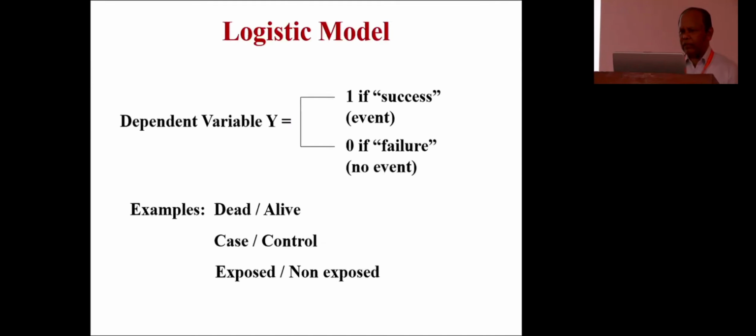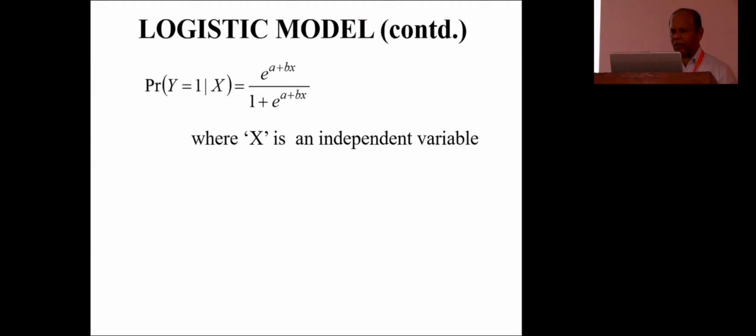The software is very sophisticated now. You can say this is my outcome, and it will model automatically. But I would say, just code it as 0 or 1 and do the analysis. This is called a logit model. The pharmacologists are very well aware of this one. This is called e power a plus bx.